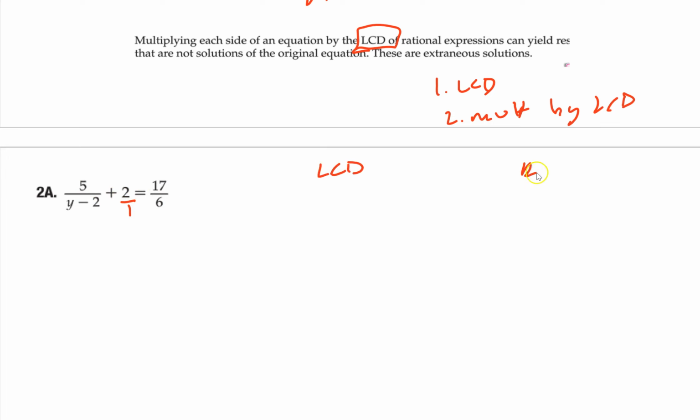Actually, let's find a restriction first. Look at this right here. y can't be 2. That's what makes it 0. So y can't be 2. Right, y minus 2 equals 0. Solve it. y can't be 2. So that's our restriction. Let's find the LCD.